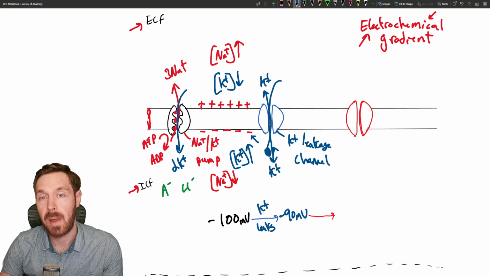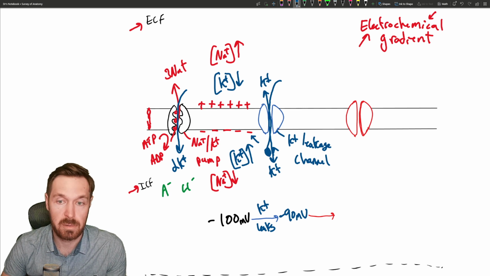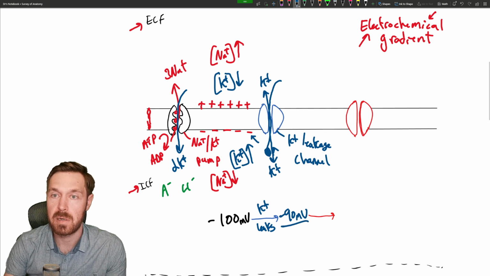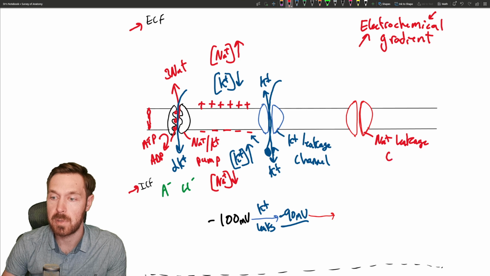And we talked about this back in one of the early videos for generating a resting membrane potential in a cell, where these potassium channels are the key in helping maintain most cells at this minus 90 millivolts. However, in neurons, we have an additional channel here called a sodium leakage channel. This sodium leakage channel now allows sodium to move in and out.